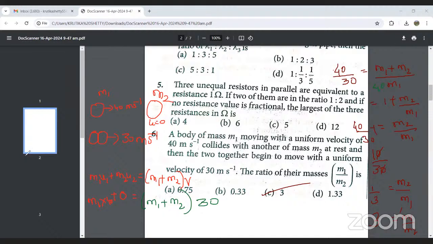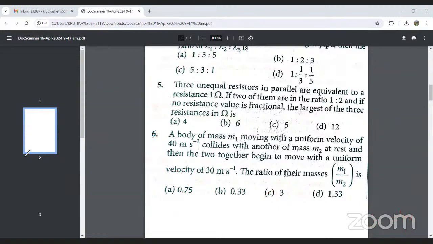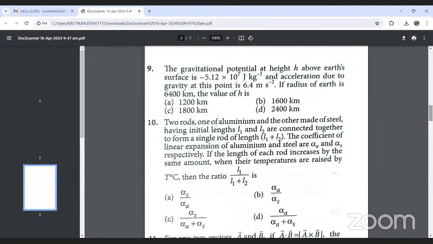So this is on the laws of motion. Copy down. We will go for the next question. Hope it is completed. Yes, students, the next question.